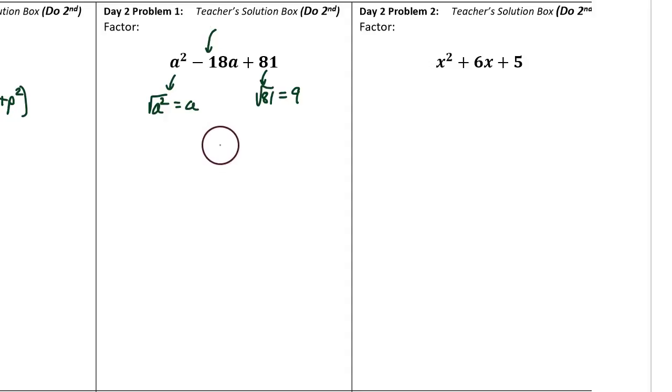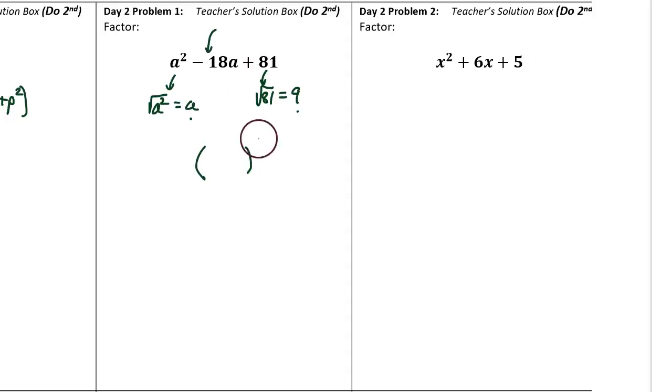In a perfect square trinomial, the middle term is twice the product of this and this. The product of A and 9 is 9A. Twice 9A is 18A, and that is what's in the middle. This is a perfect square trinomial. As soon as we identify that it is, now we know how to factor it.